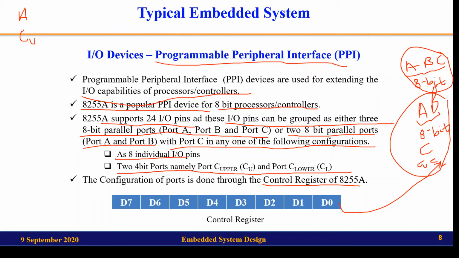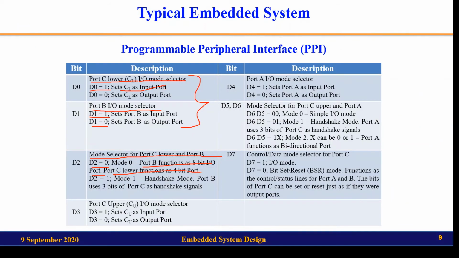So in this port C lower and port B group, we have D2 equal to 0. D2 equal to 0 indicates that port B functions as an 8-bit IO port and port C lower as a 4-bit port. So this can be treated as an IO port. Whatever port B is there is considered as an 8-bit IO port, and port C lower is considered as a 4-bit port. That is the default one.